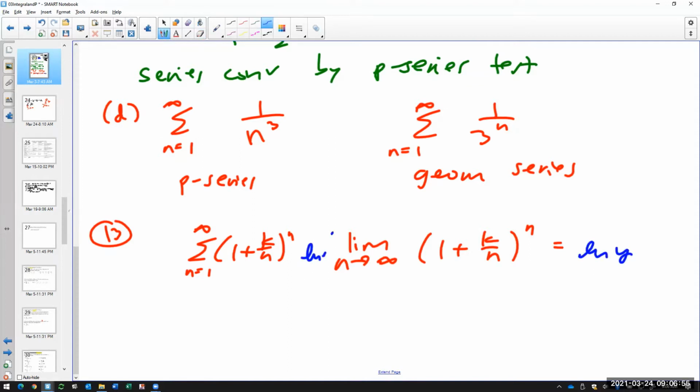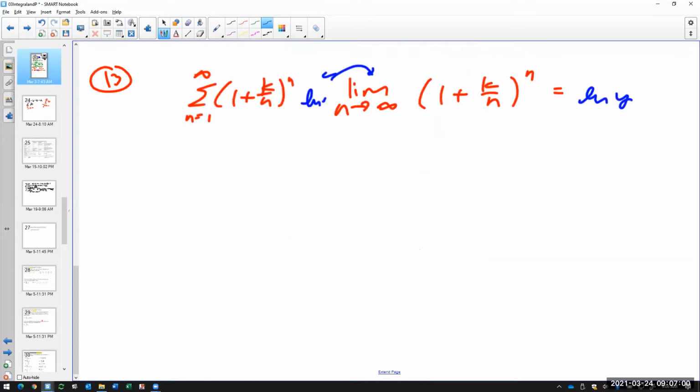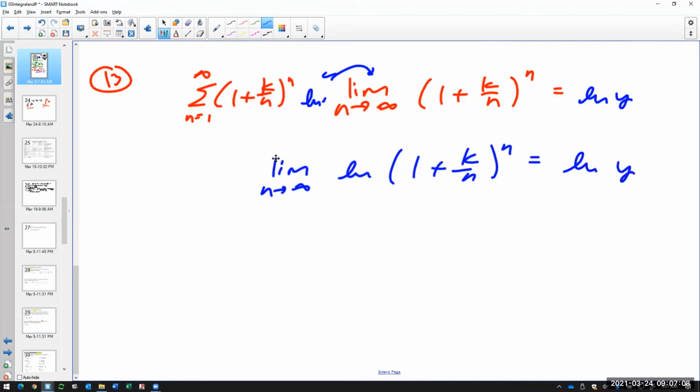But remember, the limit of the log is the log of the limit. So then I'll say the limit as n goes to infinity of ln of (1 plus k over n) raised to the n is equal to ln of y. And actually, let me erase all this. Do you agree that if I find y, then I find this limit? So I took the log of both sides.